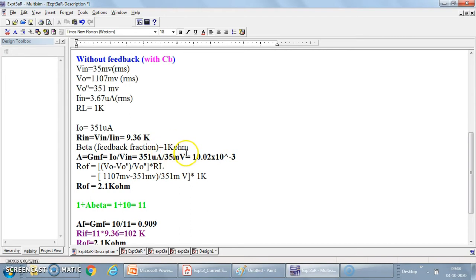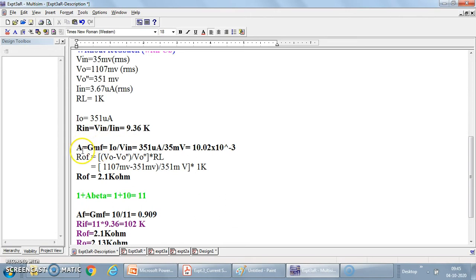Actually, the feedback fraction will not be there with the capacitor, so without feedback there is no concern of how much the feedback fraction is. This is the open loop gain, which is A. Here it is not Av; if it is A with suffix v, it indicates voltage gain. Simply gain, what kind of gain? It's a transconductance gain given by the formula I0 by Vin. The value comes out to be 10.02 into 10 raised to minus 3 Siemens, or milliamperes per volt, we can say.